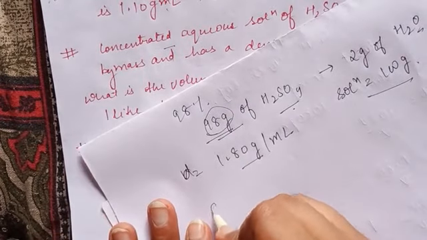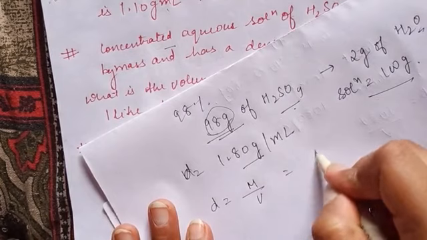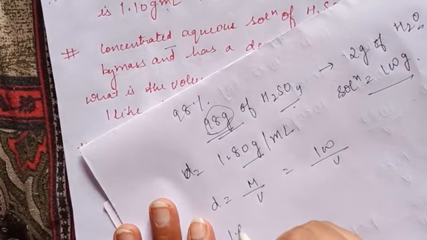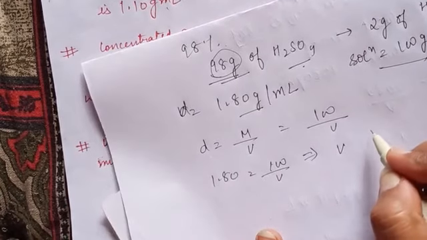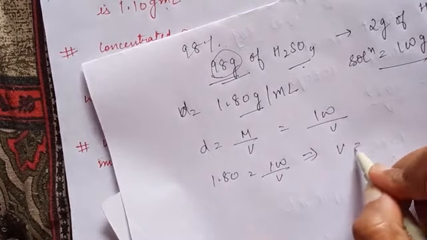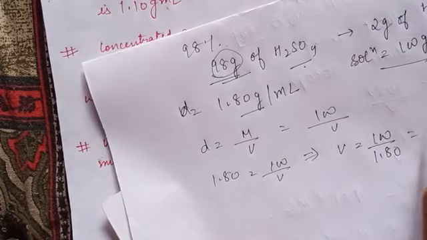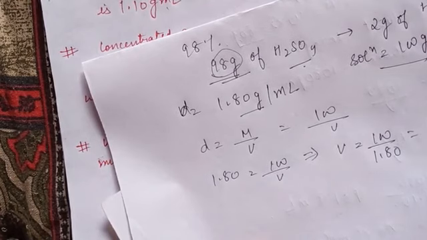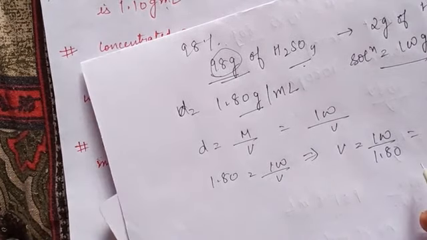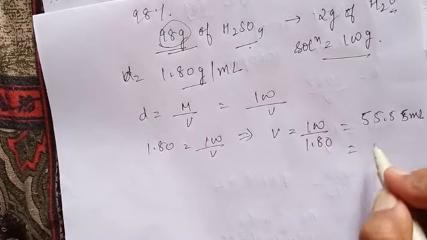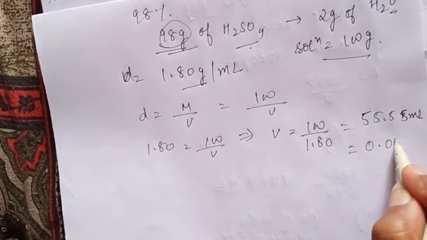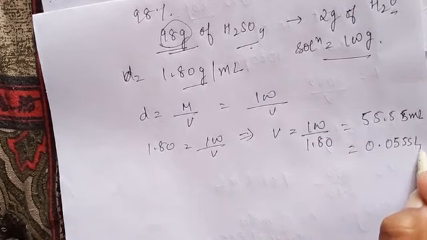So we know the mass of the solution. Now we will find out the volume. Density is mass upon volume. Mass is 100, we don't know the volume, and density is 1.80, so 1.80 equals 100 by V. That means V is equal to 100 over 1.80, which comes out to be 55.55 milliliter. For finding the molarity we have to take the volume in liters, so divided by 1000 it comes out to be 0.0555 liter. Now what is the formula of molarity?